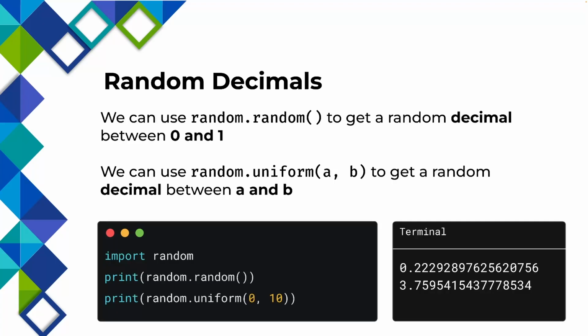Now let's learn about how to make a random decimal number. So we know that we can use random.randrange to get a random whole number, but what about decimals? Well, we can use the random.random function to get a decimal. As you can see in this code, if we call random.random, we get a decimal between 0 and 1. In this case, it would be 0.222928, and so on. Next, we can get a random decimal between A and B by using random.uniform. Now, as a note, we usually do not use these functions, but they're useful to have in your toolbox.